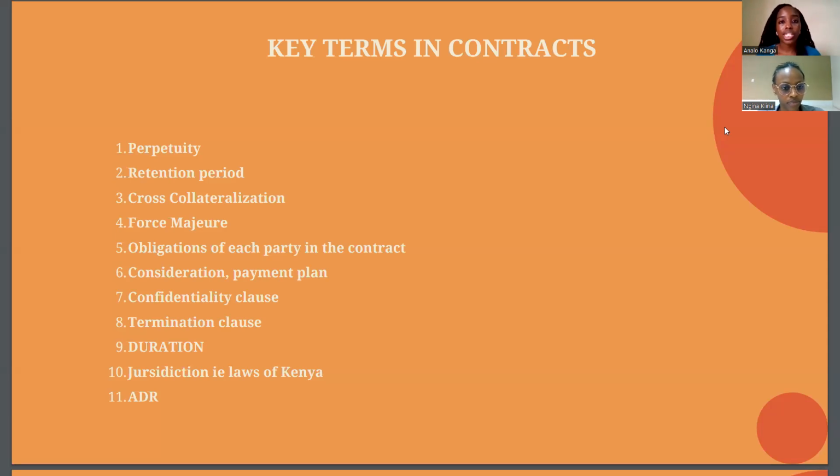So you have perpetuity. This basically means that somebody is going to have ownership of your material until Jesus comes to collect the Christians. I hope I'm very clear. Perpetuity means until the end of time.